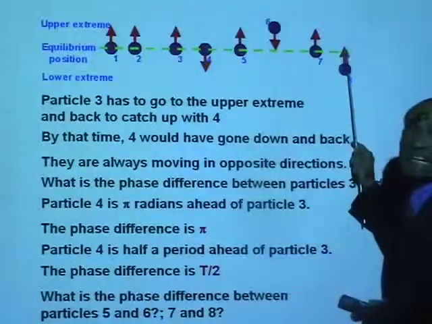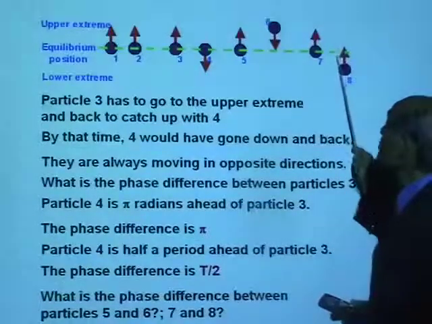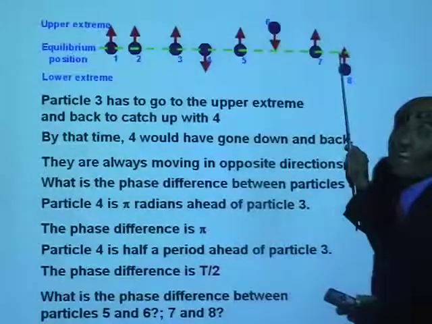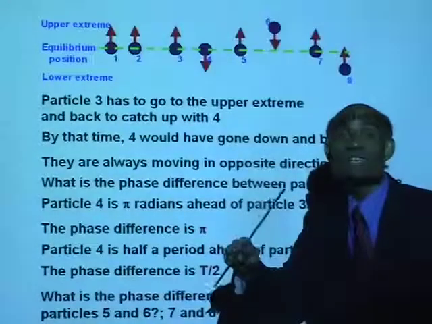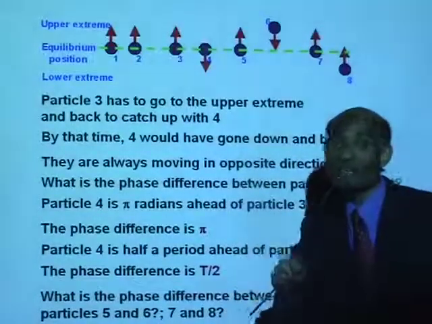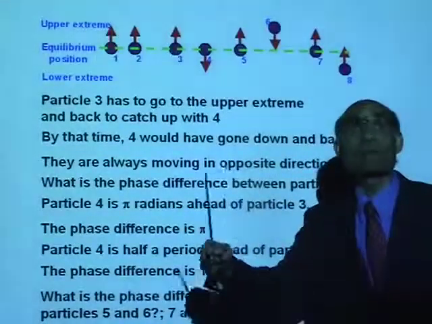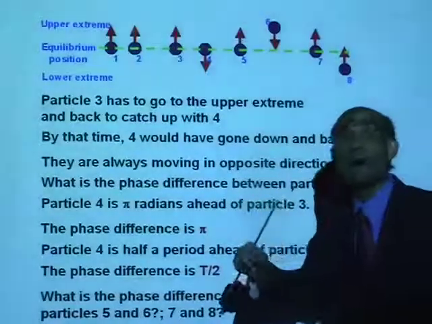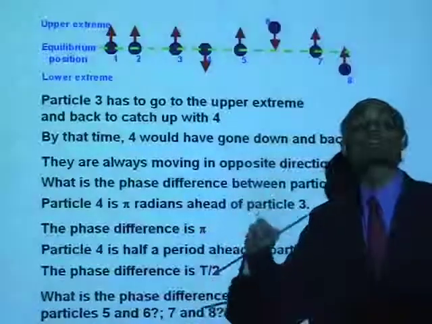Particle 8 has completed what part of the vibration? It has completed 3/4 of the vibration. It is now left only the last quarter. That means its phase is 3T by 4. Is that right? 3T by 4, which is the same as 3 pi by 2. The phase difference between the two is a phase angle of 3 pi by 2. In terms of the period, it will be 3T by 4.